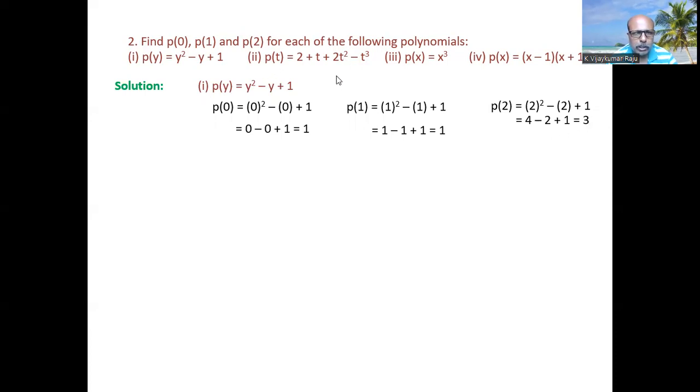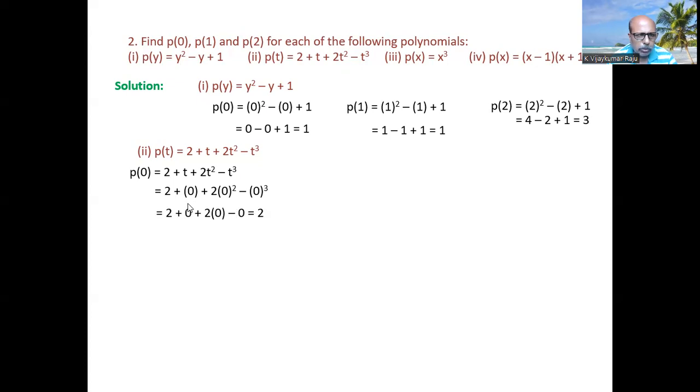Now let us take the second polynomial. P of t is 2 plus t plus 2t square minus t raised to 3. So it is a polynomial in t. When we are going to substitute 0, P of 0 will be 2 plus 2t square minus t raised to 3. So wherever t is there, put 0. 2 plus 0 plus 2 into 0 raised to 2 minus 0 raised to 3. 0 raised to 2 is 0 only. 0 raised to 3 is also 0. And when 0 is multiplied with 2, it also becomes 0. So this all is 0. So the answer is 2. So P of 0 for this polynomial is 2.